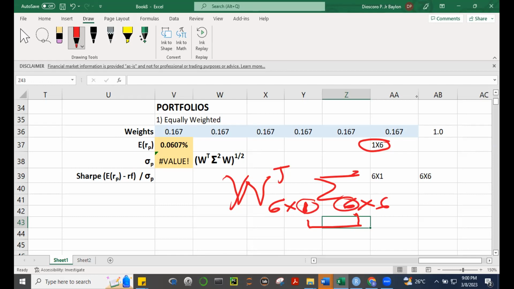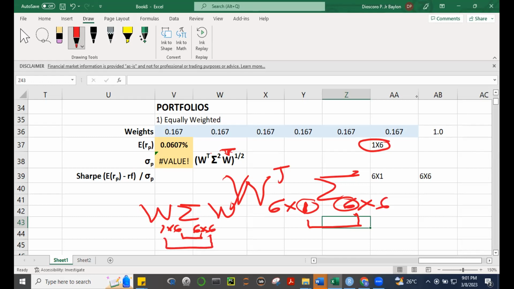So nagkamali ako ng formula. Dapat yung T ko dito sa dulo. Dapat W transpose dito sa dulo. So let's check. So sabi ko ang formula pala, W sigma W. So what's the size of this? W is 1 by 6. Okay? Sigma squared, yung variance covariance natin is 6 by 6. Okay? So multiplicable? Yes. Kasi pareho tong 6, pareho tong 6. Ang resultant size ng matrix is 1 by 6. Ito yung magiging size ng matrix pag minultiply natin to.